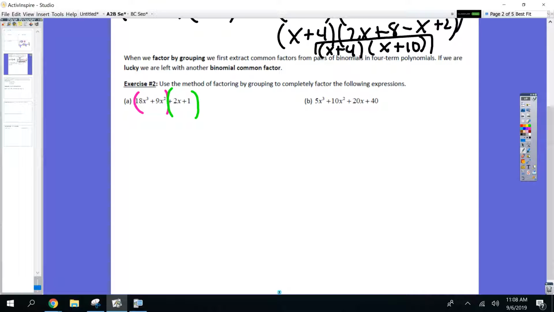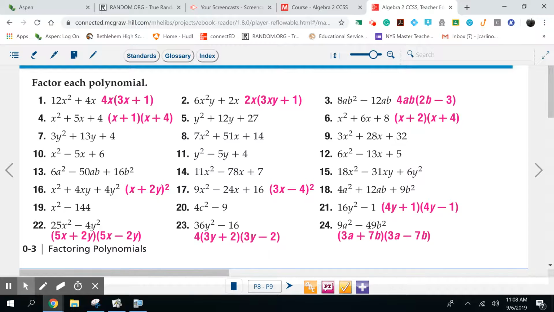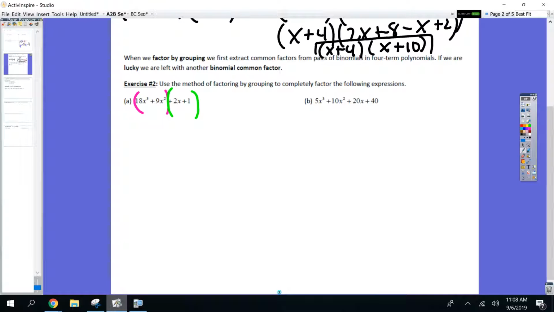So here we go. Now I'm going to start calling out numbers. 18x to the third plus 9x squared. What can I take out of that? This is all GCF now still. 9, what can I take out of that? I can take out a 9. Is that all I can take out? You can take out a 9x squared. Good. They both have x's, so I take out the one with the lowest exponent. So 9x squared.